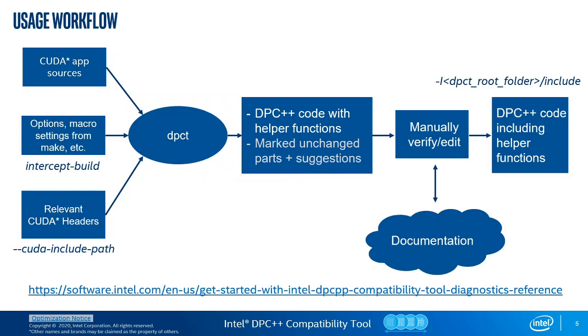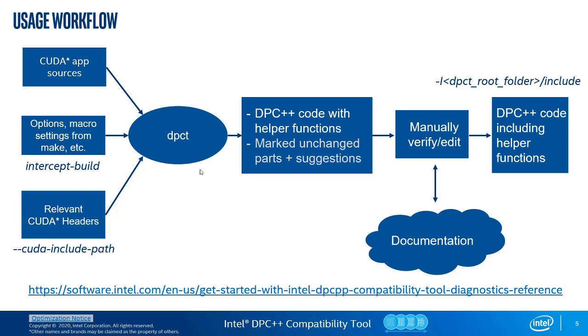This is a usual dpct usage workflow. As an input to the tool, you need to pass the sources of CUDA application. Options, macro definitions, etc. that can be gathered via a special tool called intercept-build. In a simple case, we don't need to collect settings from makefile and may skip it. You also need to provide relevant CUDA header files, which can be done via an additional tool option.